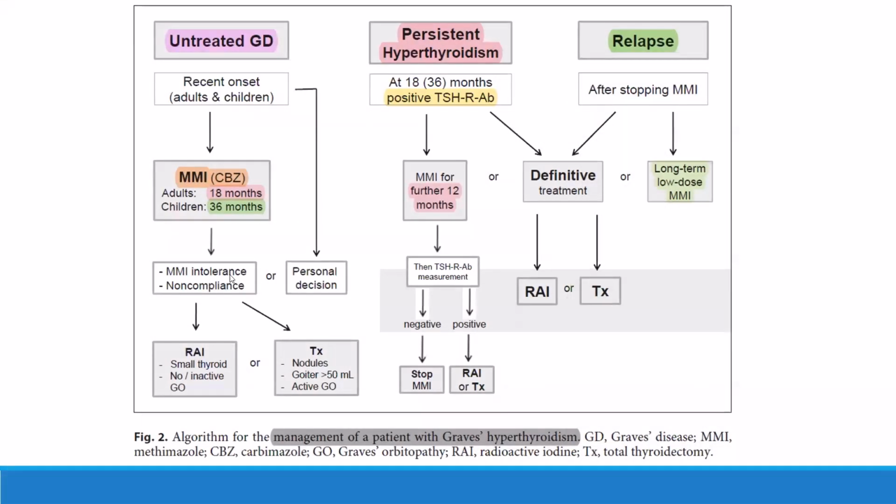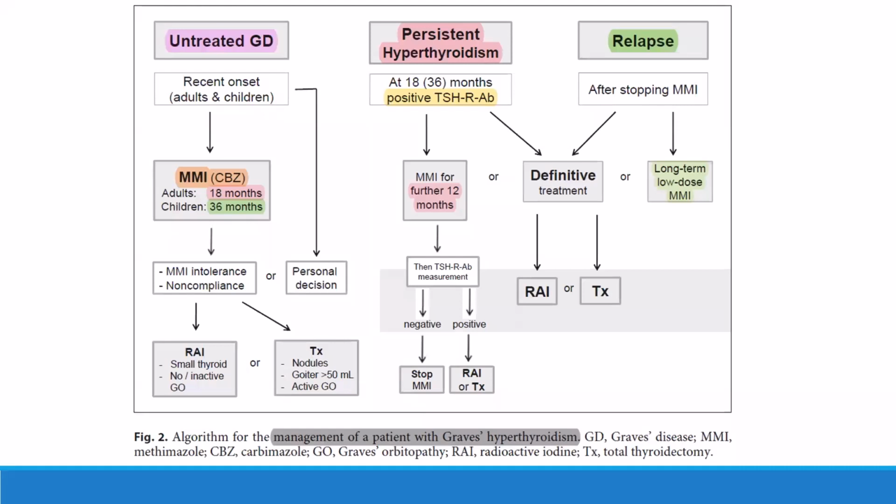If the patient cannot tolerate methimazole, or has non-compliance or a personal decision, in this situation we can start radioactive iodine, especially if the thyroid gland is small, and also if there is inactive Graves' orbitopathy. Moderate to severe active Graves' orbitopathy will be exacerbated if we choose radioactive iodine. So in this situation, we prefer radioactive iodine only if the Graves' orbitopathy is inactive.